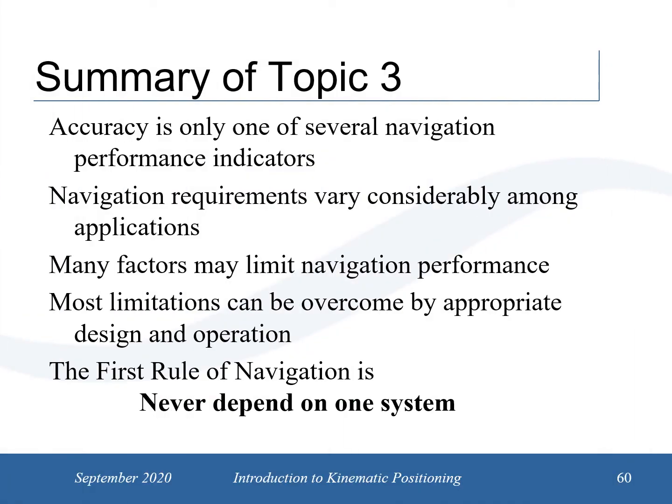As a summary, accuracy is only one of several navigation performance indicators. Navigation requirements vary considerably among applications. Many factors may limit navigation performance. Most limitations can be overcome by appropriate design and operation. And the first rule of navigation that we should keep in mind is never depend on one system.